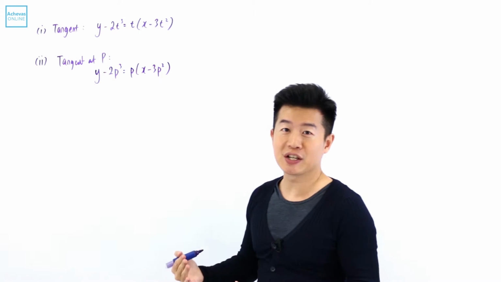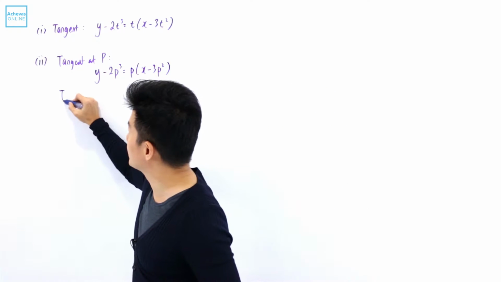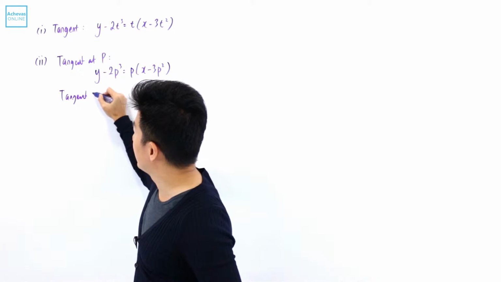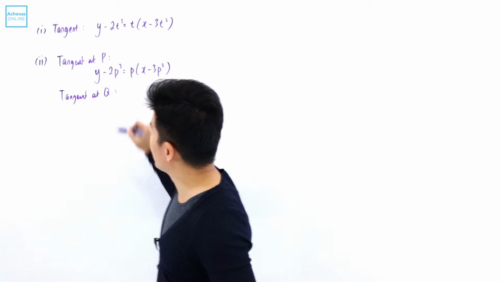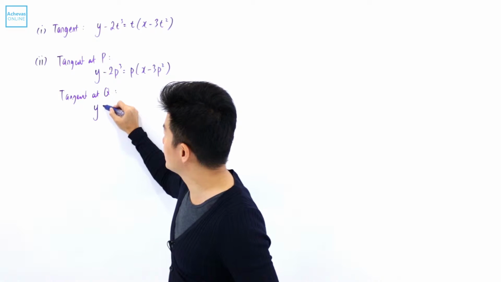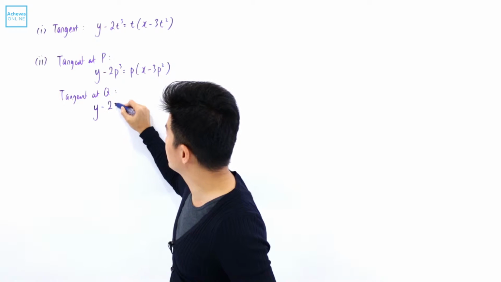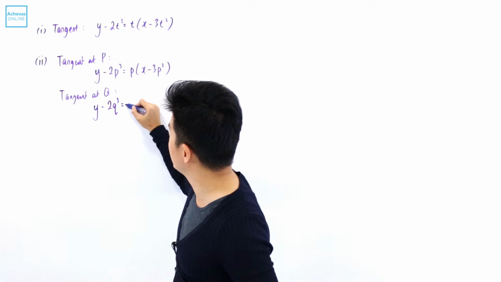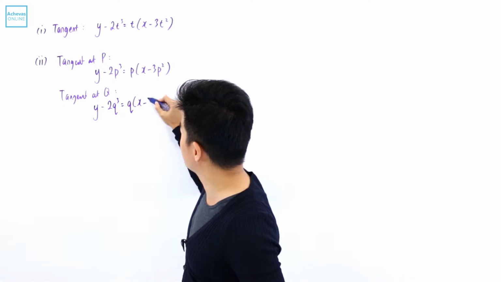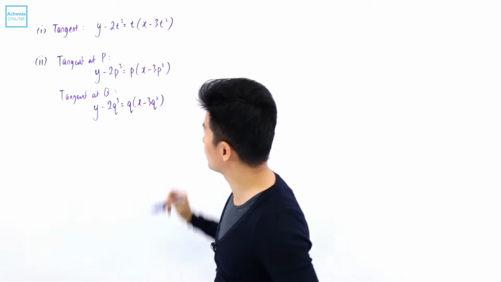I can do likewise for the tangent at Q, because according to the question at point Q, the parameter is q. Okay, so the equation of tangent is going to be y minus 2q to the power of 3 is equal to qx minus 3q squared.